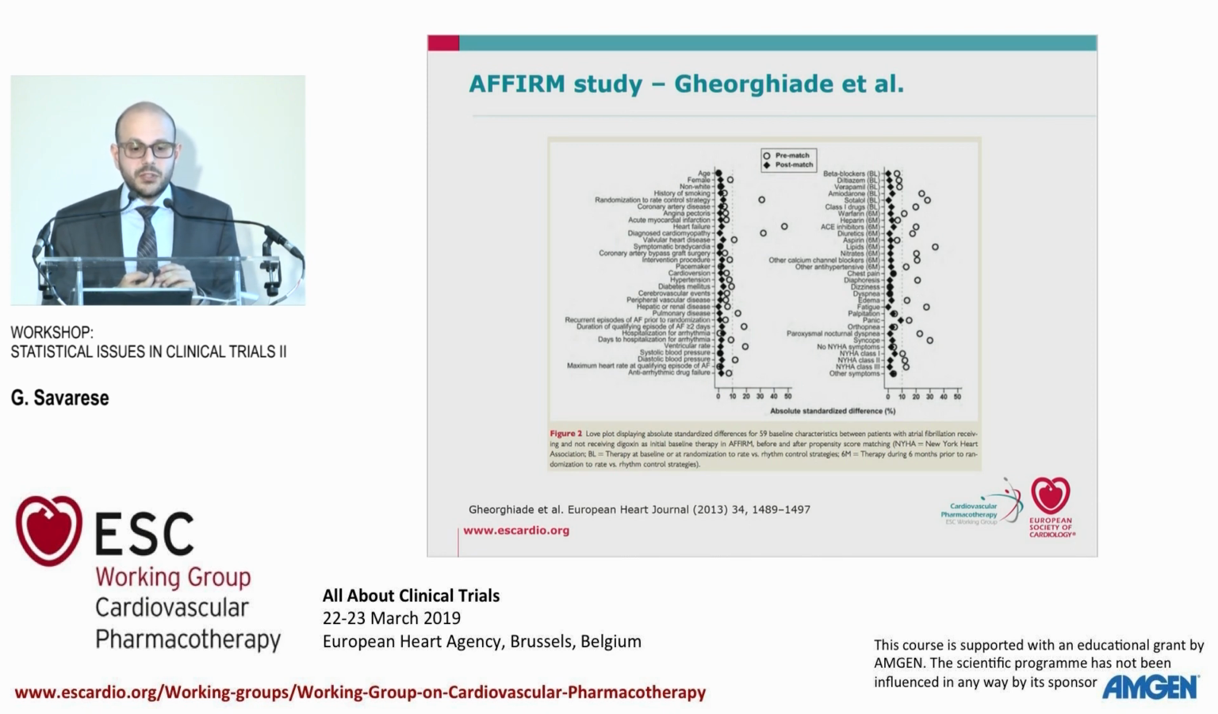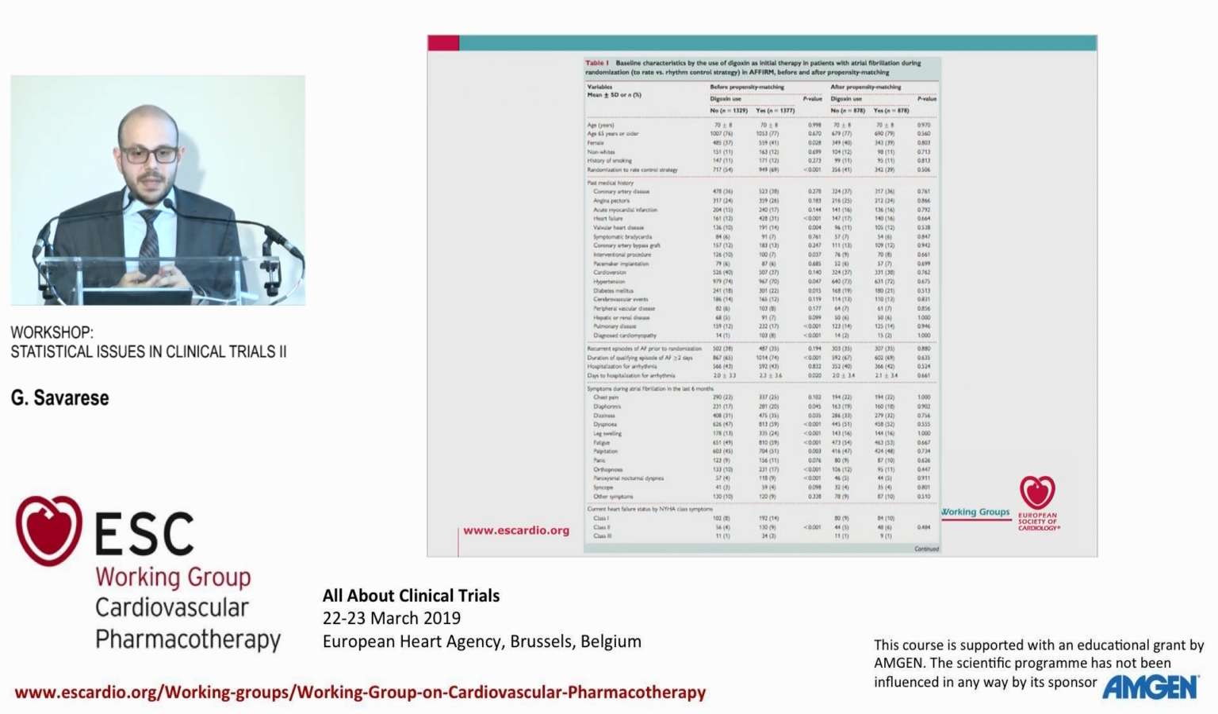This figure reports the baseline characteristics before and after the matching. The black dots are after the matching, the white ones are before the matching, and on the x-axis is calculated the difference in baseline characteristics between these two groups of patients. And as you can see, after the propensity score matching, the differences were close to zero, so the patients were very well matched. Once again, these are the baseline characteristics before and after the matching. Before the matching, the groups were completely different, but after the matching, they were similar for almost all the baseline characteristics, so very comparable populations, okay?